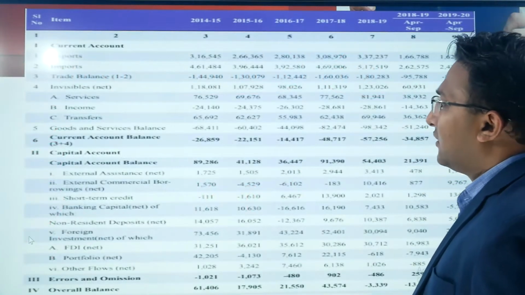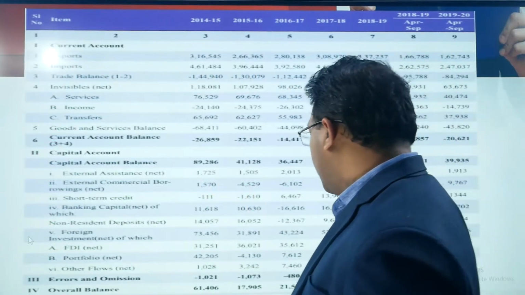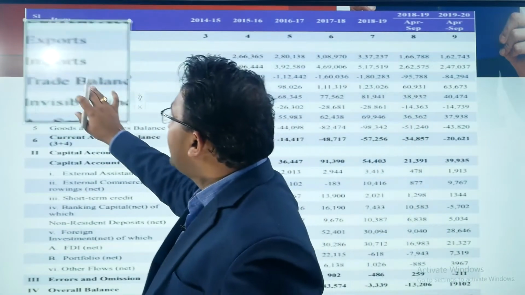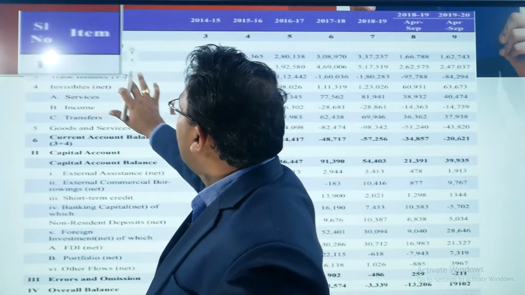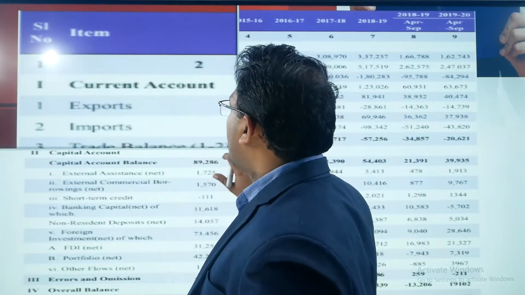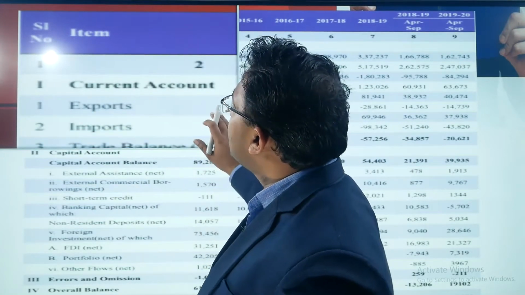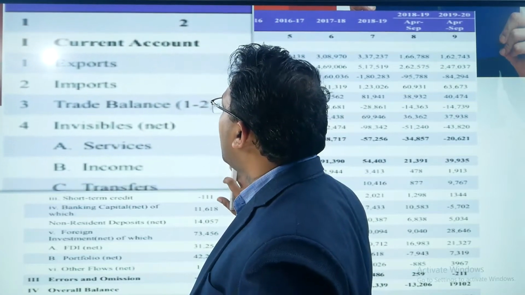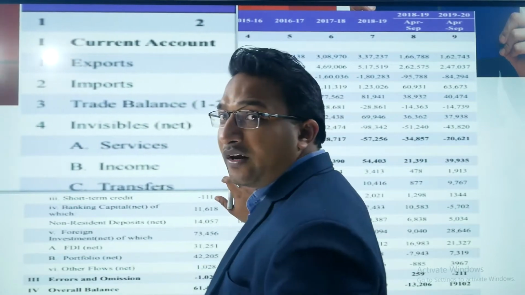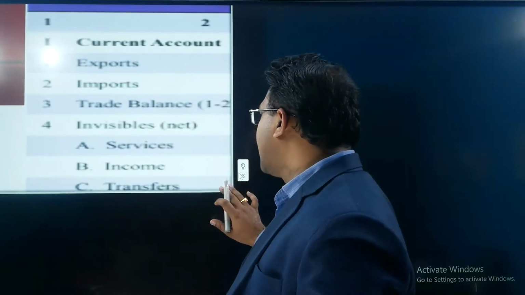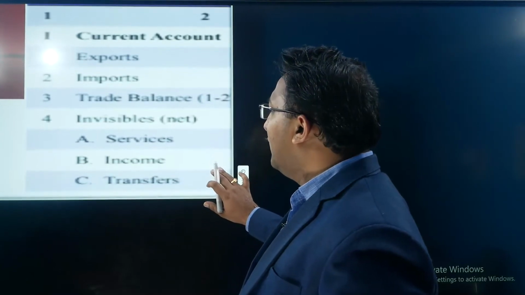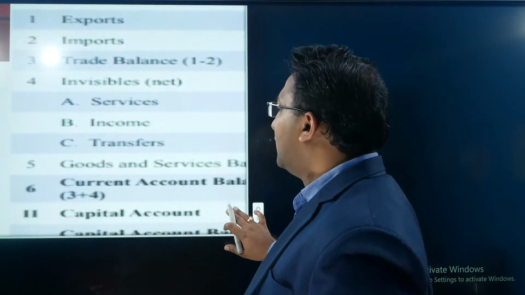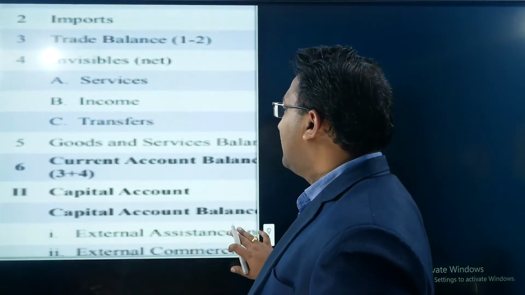Before that, let us see this statement from the Economic Survey 2019-20, the latest economic survey that was released in the month of January 2020. From that survey we can see the first item is the current account. Inside the current account we have export, we have import, and the net difference of export and import comes out to be the trade balance, right? Then we have invisibles. Inside the invisibles we have services, income, transfer, and the goods and services balance. Then we have the current account balance.